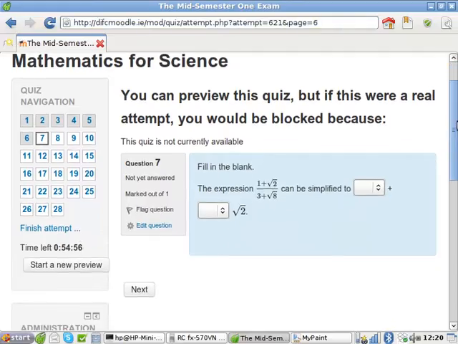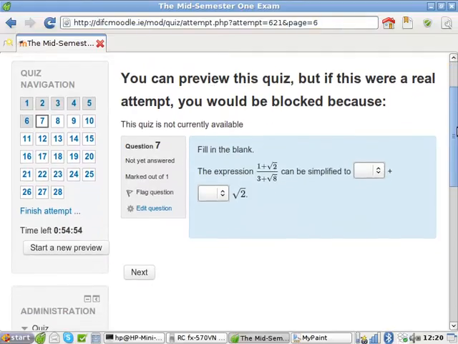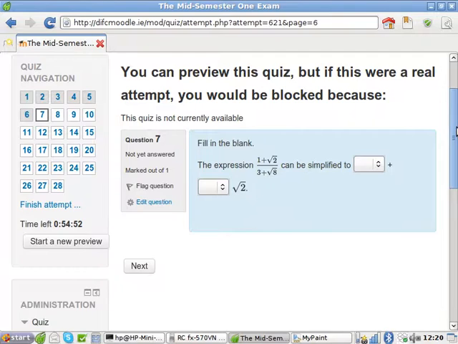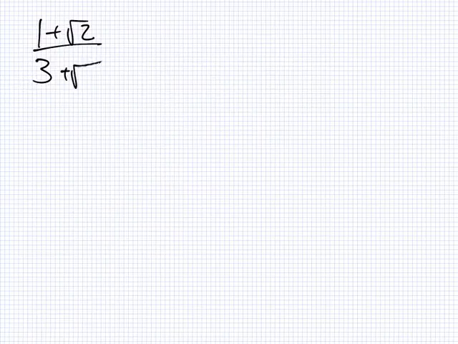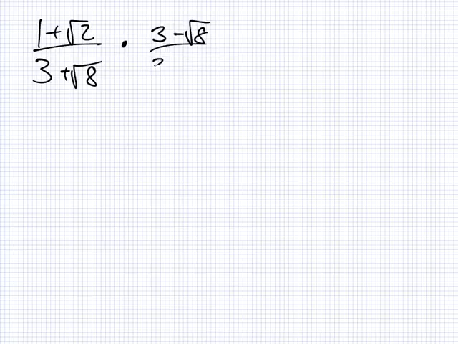Right, so this one is a little bit harder. I can't do it as quickly as the other ones. 1 plus root 2 over 3 plus root 8. No calculators, we'll be good students. So I multiply the top and bottom by 3 minus root 8. What's that called? Yeah, and that's the verb. And the noun for this? Conjugate. Yeah.